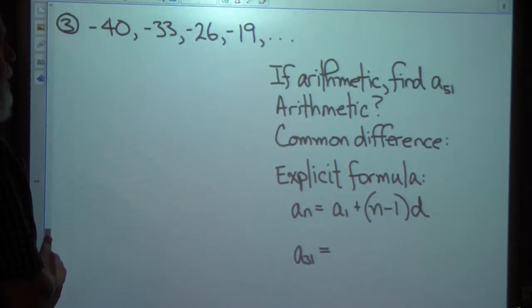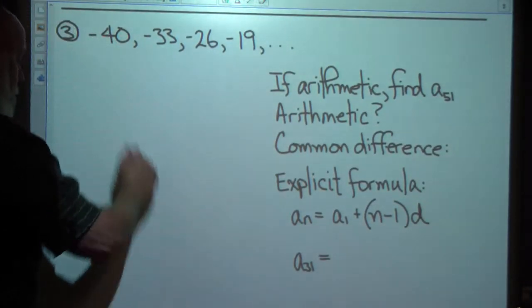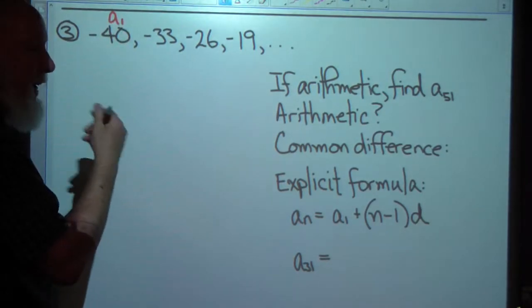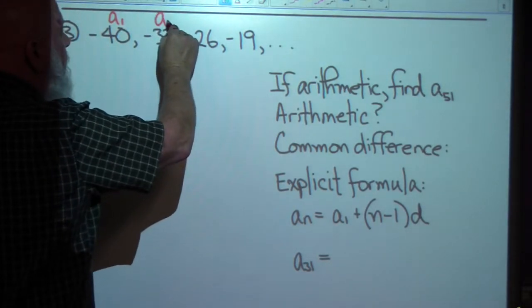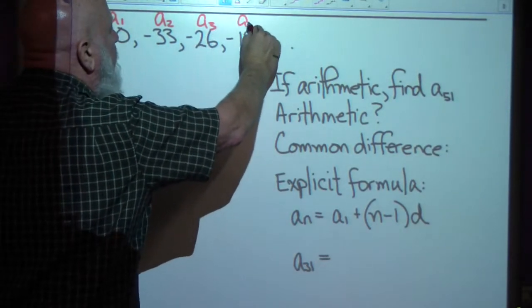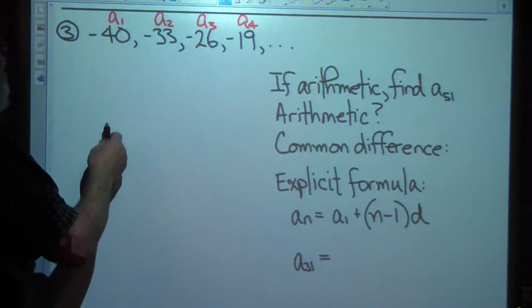Let's take a look at this one. One more. And again, we have the first term, a sub 1. A sub 2, that's the second term. A sub 3 is the third term. And a sub 4. I'm going to find out if it's arithmetic.